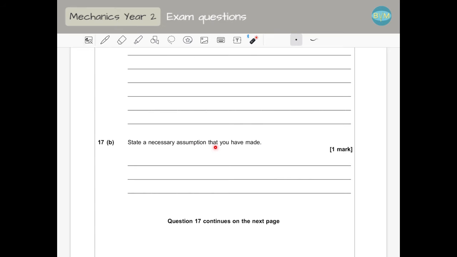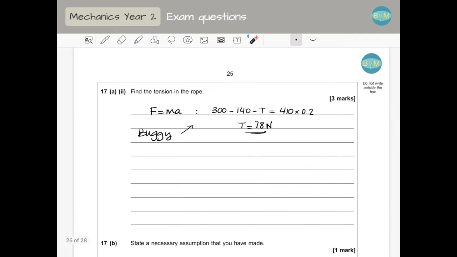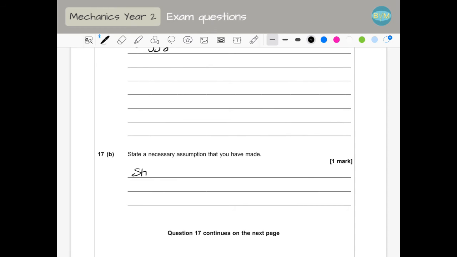Next, it says state a necessary assumption that we have made. We have assumed that this tension is equal to this tension, and that happens when the string is, for example, inextensible. They don't say, but that's how we work in all these questions. They actually don't say even that we are considering the particles, so that's another thing you could say. You are assuming that the buggy and the roller skater are particles, or that the string is light and inextensible. So we could say, for example, string light and inextensible.